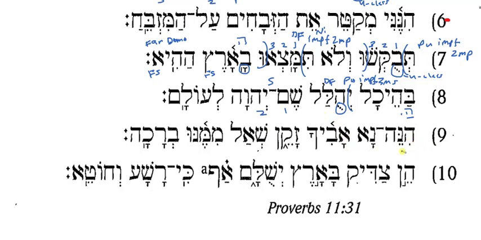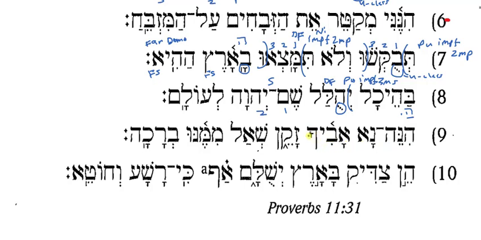Number 9. Hinneh avicha zaken, asher shama'ta memenu berakha. Okay, in the lesson, we learned about hinneh and hen. These are attention-getting words that draw attention to what follows. As I joked around, sometimes if you're being very, very slangy, you could maybe think of translating hinneh as dude or yo. All right. Many of our English versions have translated it as behold. I'll go ahead and do that here. Behold, or here, see, look here.